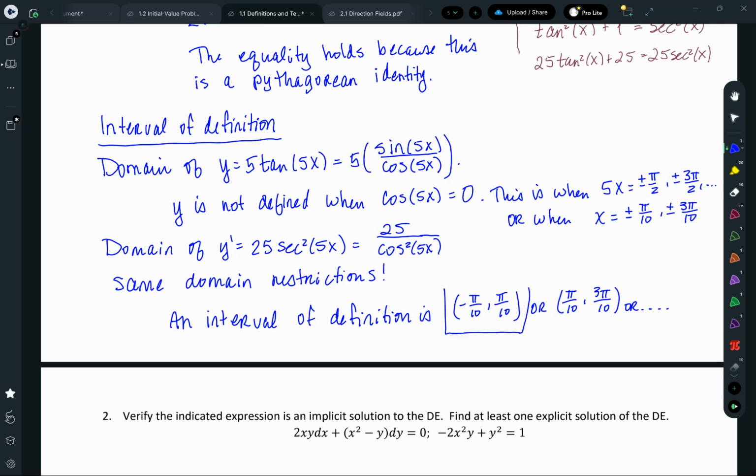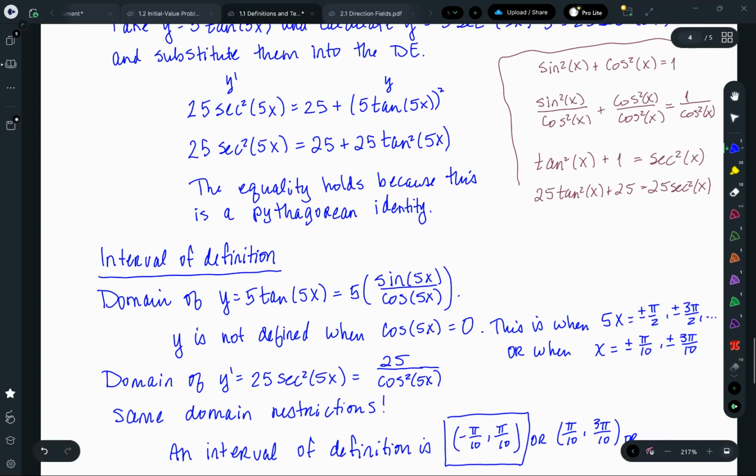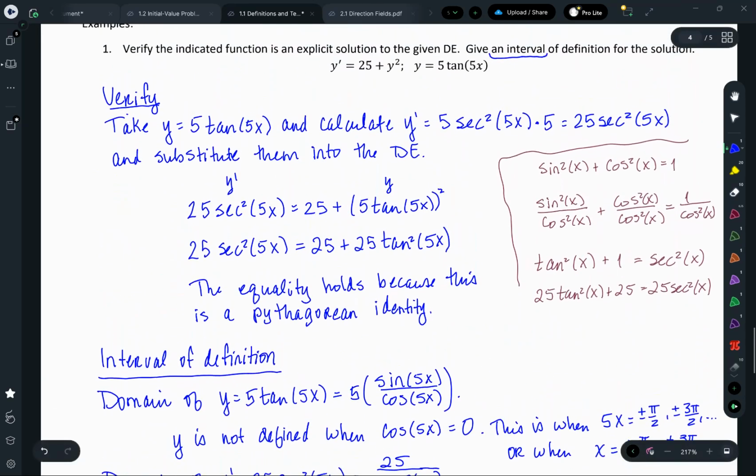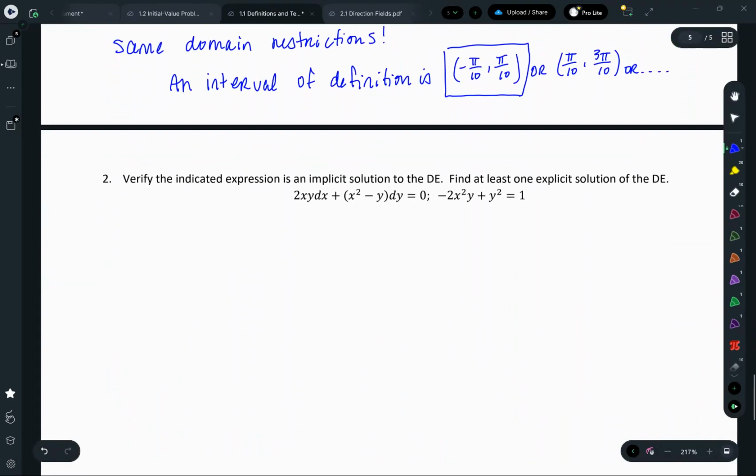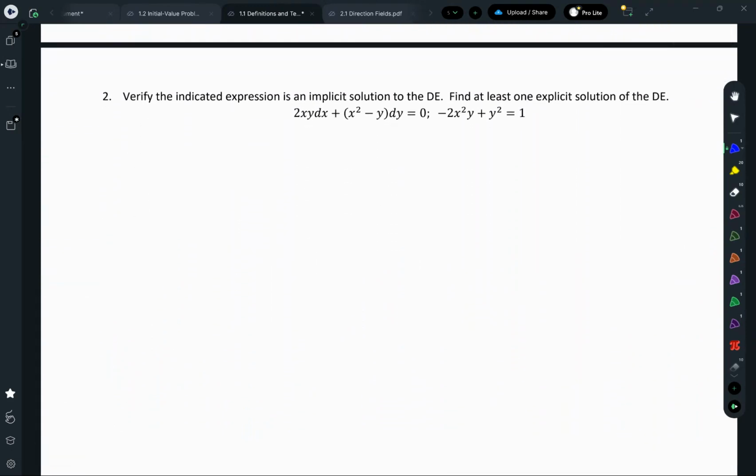So I could enter this for an interval, and the work behind showing that the solution actually was a solution is written up there. Now, this one was pretty straightforward. I want to also talk about what happens if we're asked to verify that an indicated expression is an implicit solution to the DE, and then find at least one explicit solution of the DE. So in this particular problem, you have to remember, we have not learned how to solve differential equations at all. We are being given the solution and we're being asked to check it, okay?